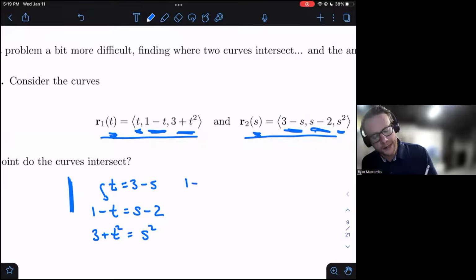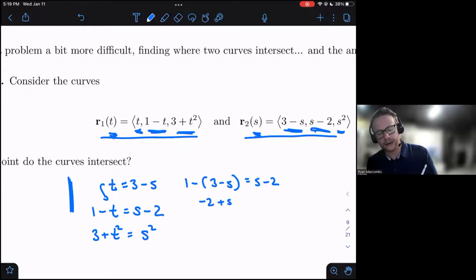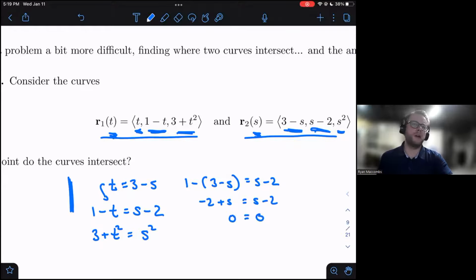So 1 minus, and instead of t, I'm going to write 3 minus s, is equal to s minus 2. So let's see, we're going to have negative 2 minus a negative s, so that's going to be plus s, is equal to s minus 2. And so we can simplify this down, and it just gives us 0 equals 0. Now, this won't always necessarily happen, but you can see that this didn't actually help us solve our system of equations. And so sadly, I'm going to need to try something else. And this does occasionally happen.